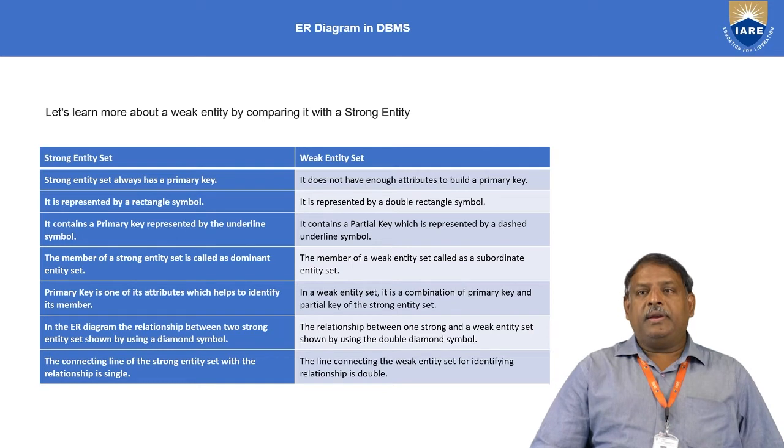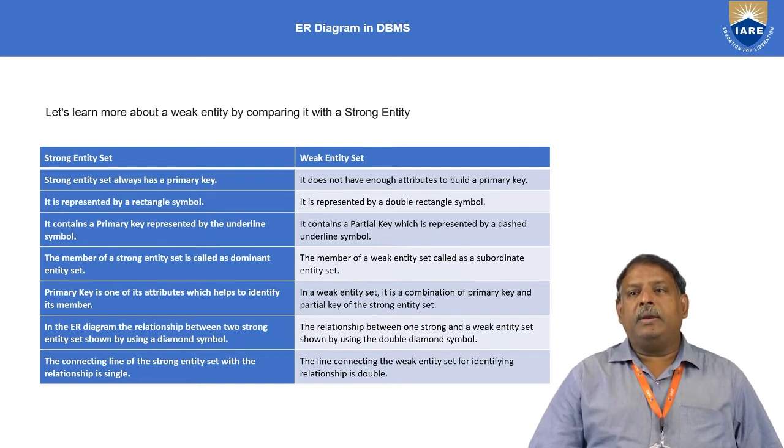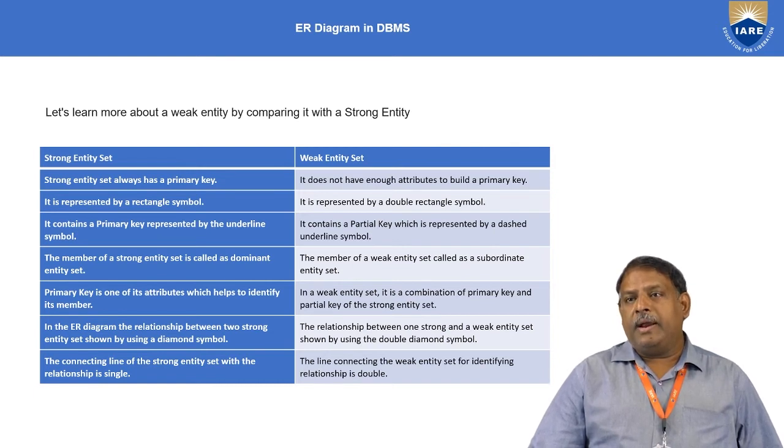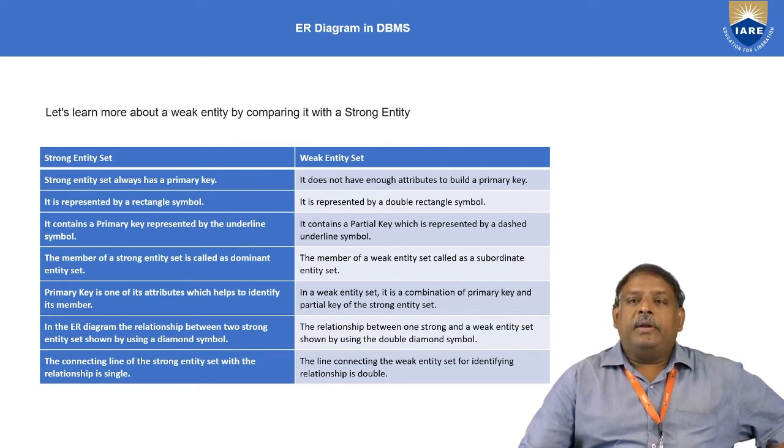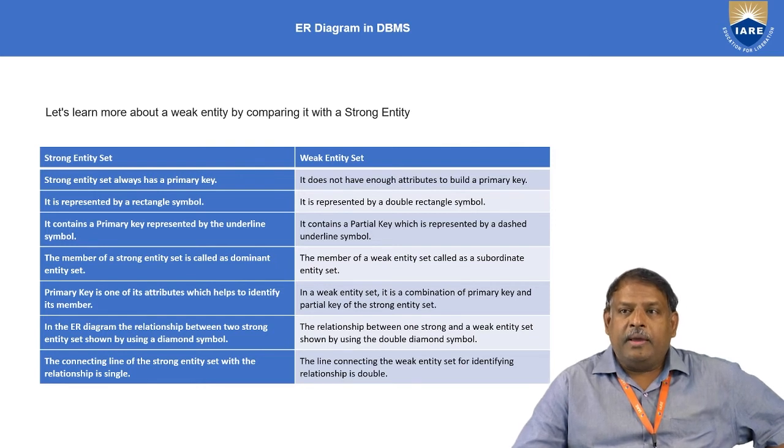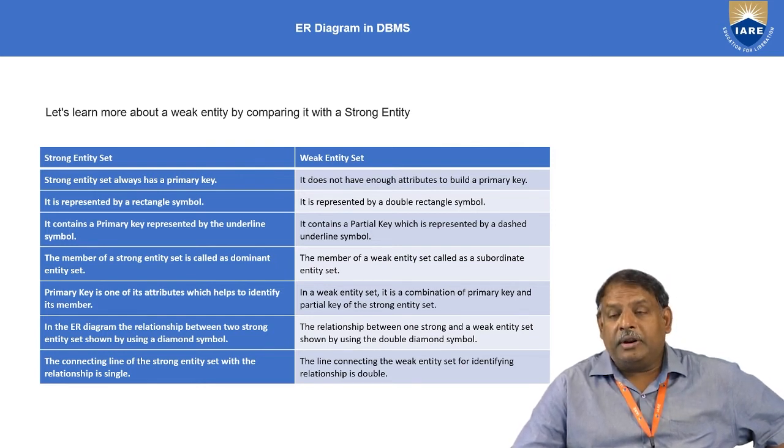In a weak entity set, the key is a combination of the primary key of the strong entity set and the partial key. As seen in the earlier example of ATM and transaction, that is a weak relationship. Only when combined with the ATM ID can the transaction number be discriminated.